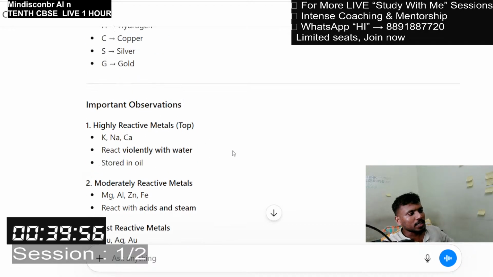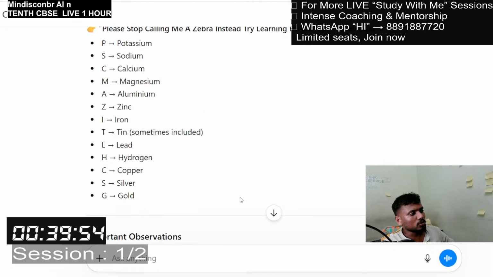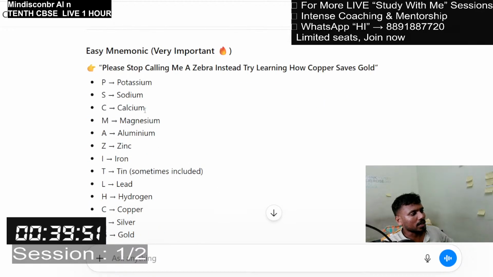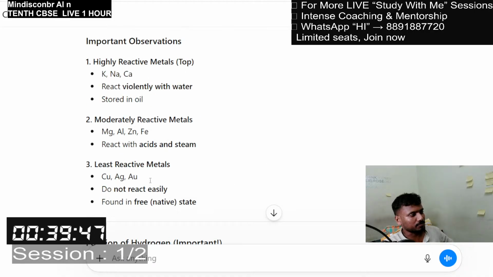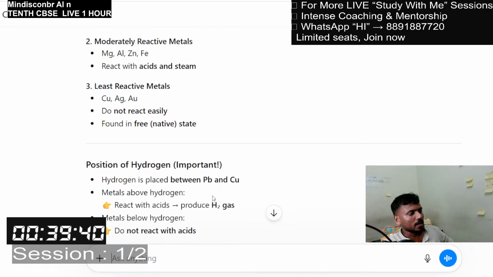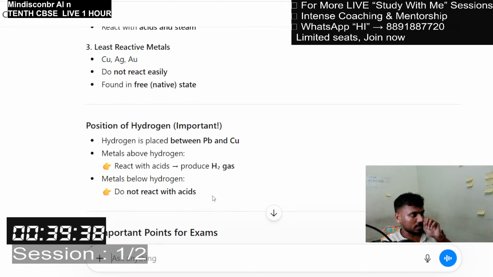Moderately reactive metals come in the middle, that includes magnesium, aluminum, zinc, iron, etc. And least reactive metals are copper, silver, gold, etc. They do not react easily and are found in free or native state.